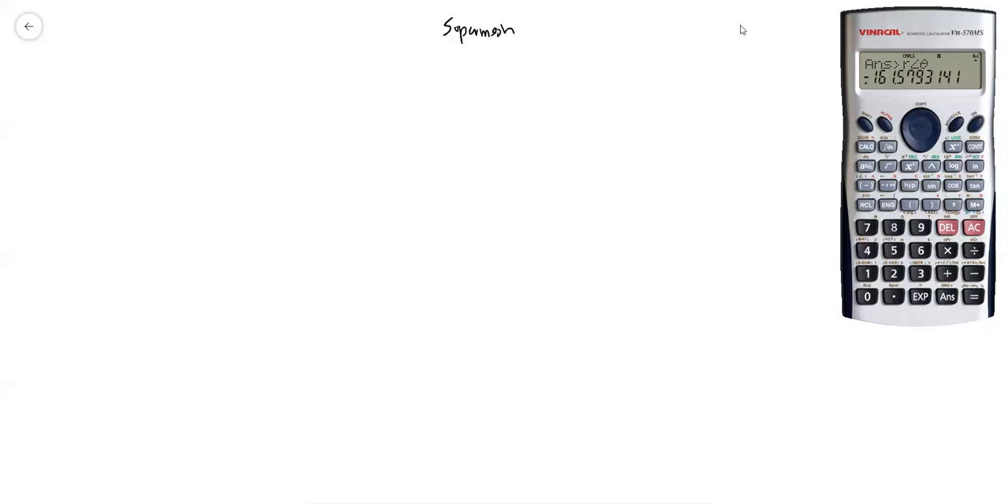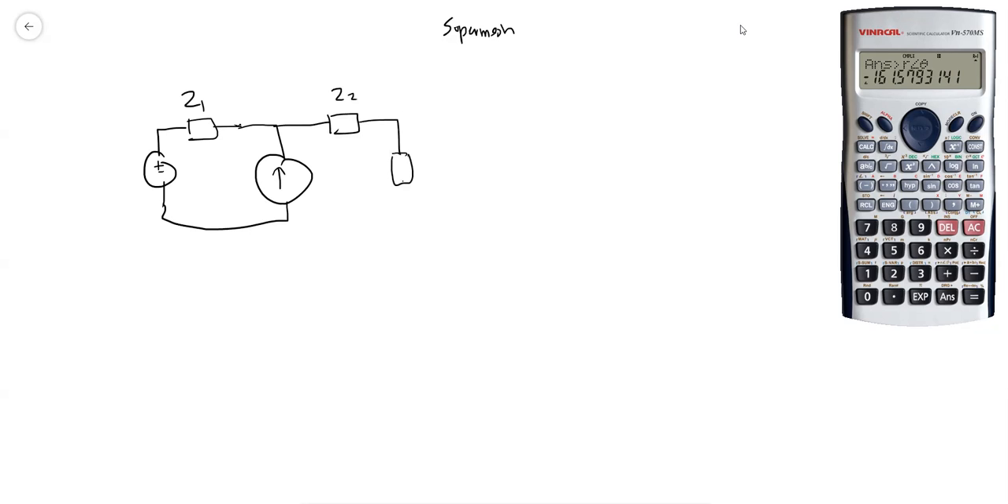The super mesh. What is super mesh? It is actually if you have, for example, this is the impedance, and then you have another one here, a current source. So this is Z2, and then you have another one, Z3. So Z is actually the impedance. If you have a current source in between two mesh currents, I1 and I2, this is where you are dealing with the super mesh.